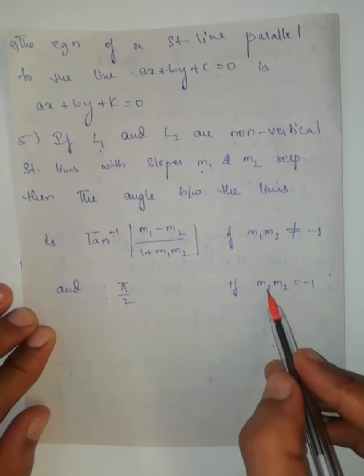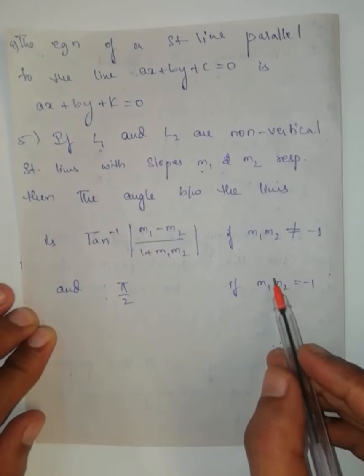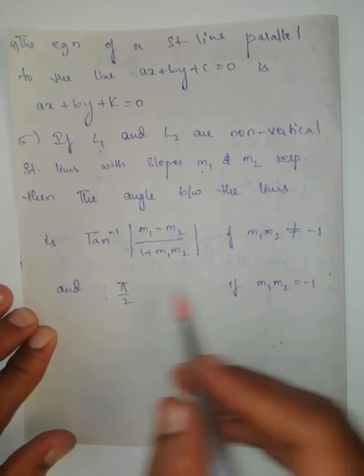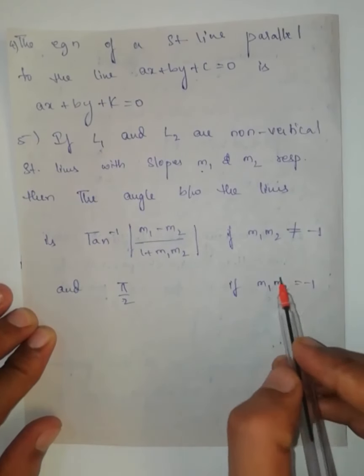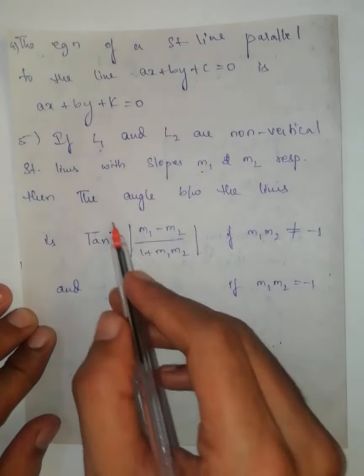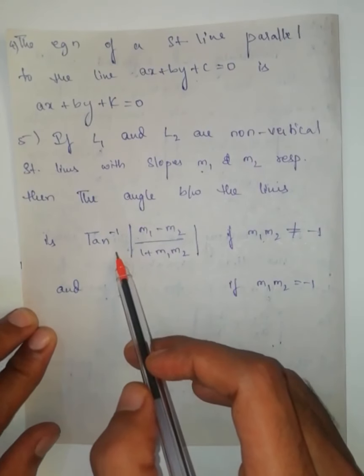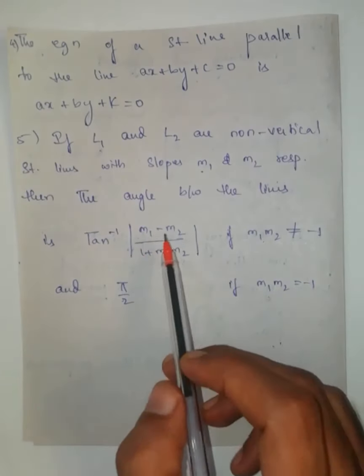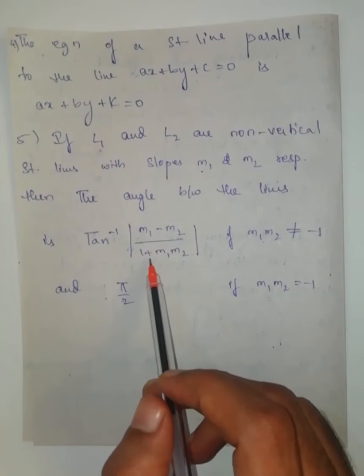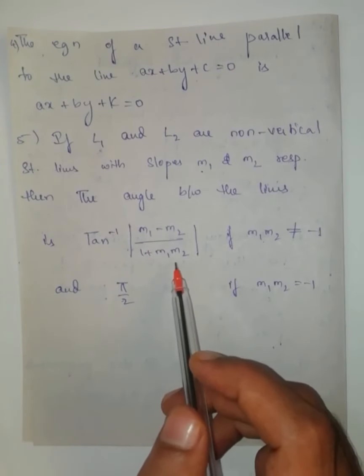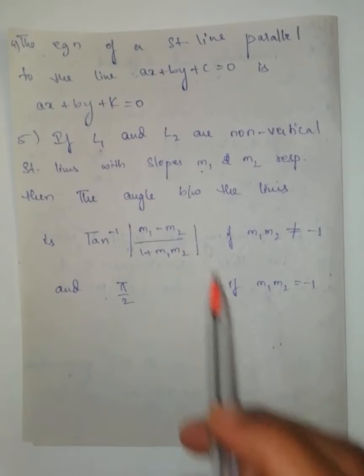Already we know that if the two lines are perpendicular, then the product of the slopes is equal to -1. Therefore theta is 90 degrees. If the lines are not perpendicular, then we can use this formula, that is tan inverse of modulus of m1 minus m2 by 1 plus m1 m2.